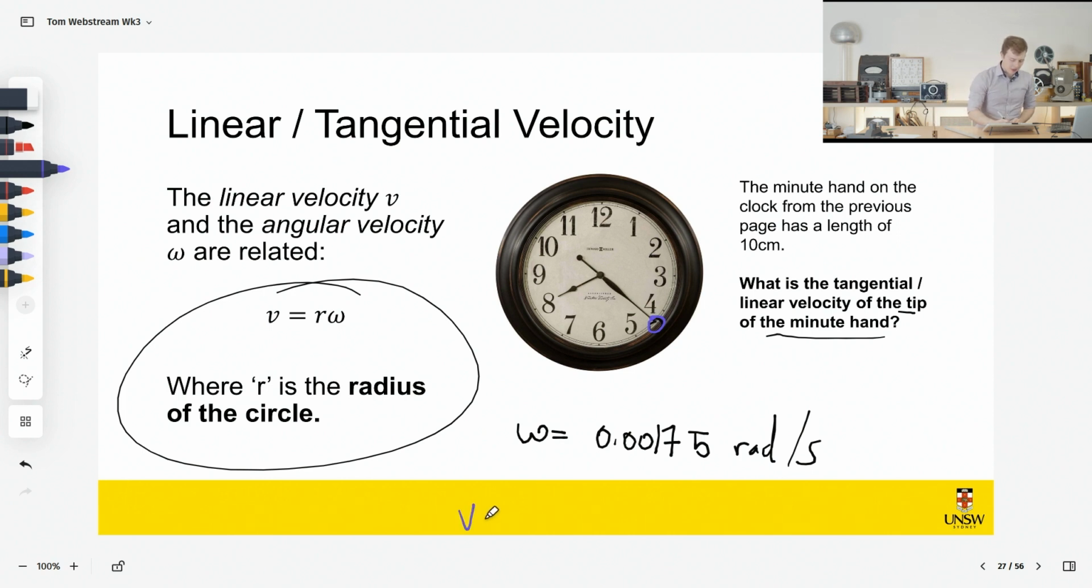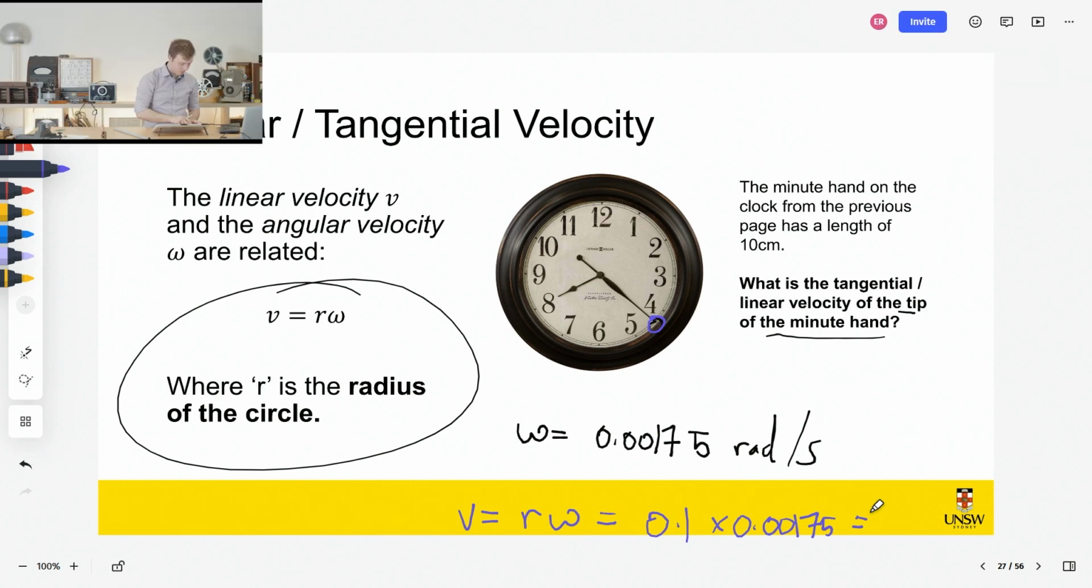So we've got our linear velocity is equal to r times omega, which is 0.1, because we would always use meters, times 0.00175. I wonder what that is. It's 0.000175 meters per second. Slow. Of course it's slow. That's a clock, right? Takes a long time to tick.